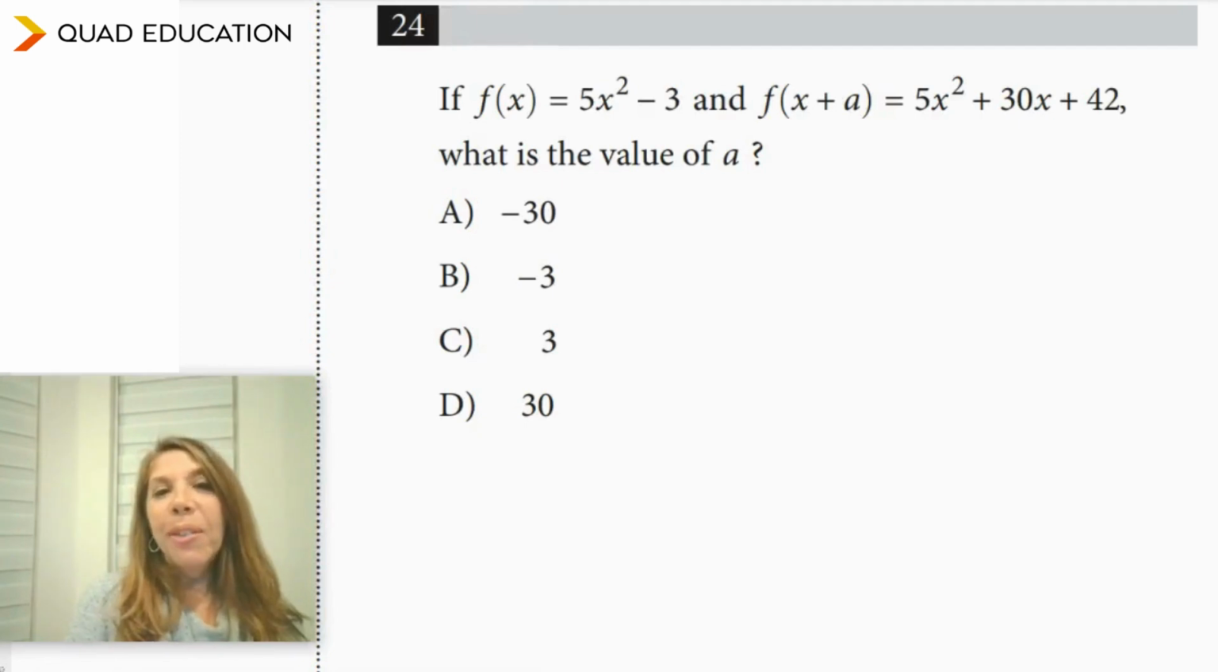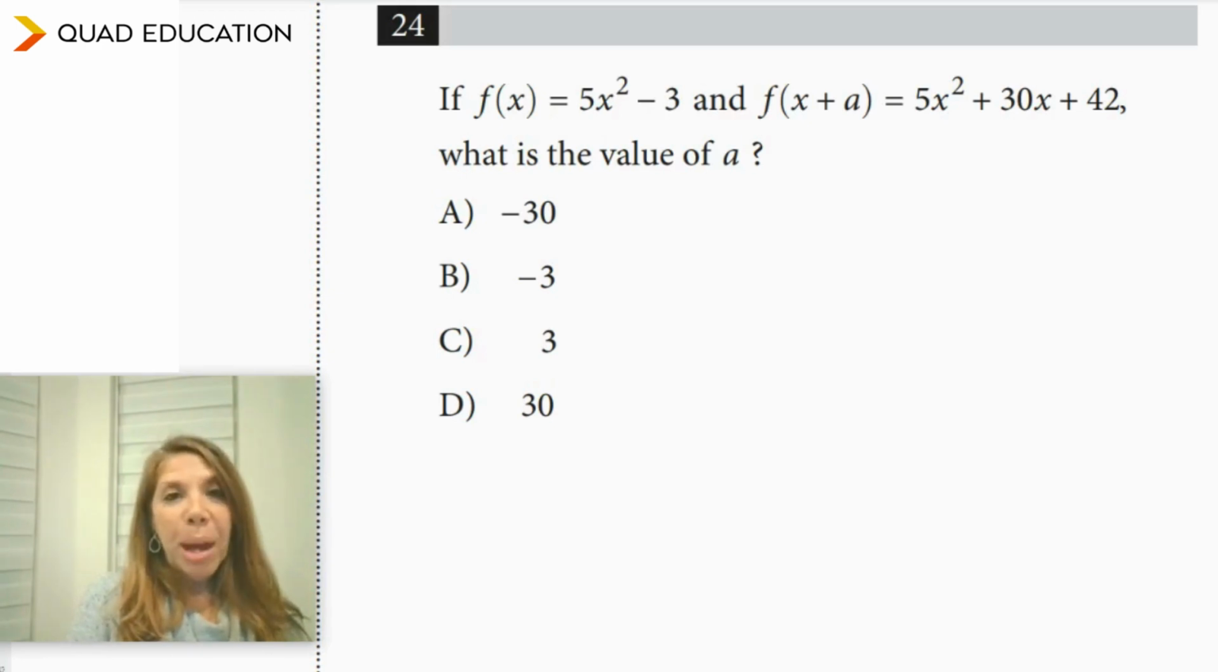Today's question comes to us from the math section of an SAT exam, but you could find a similar question on the ACT equally. The question reads, if f of x equals 5x squared minus 3, and f of x plus a equals 5x squared plus 30x plus 42, what is the value of a?